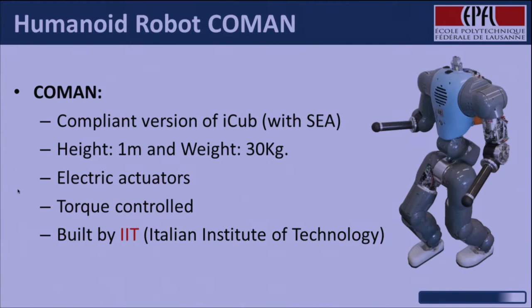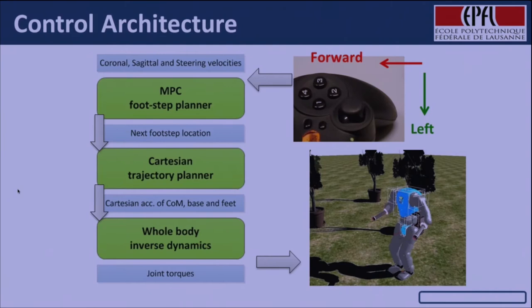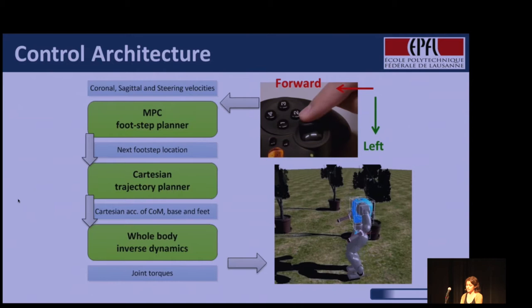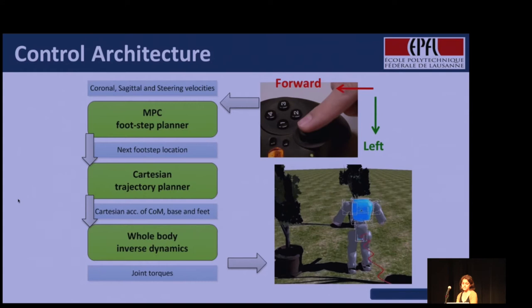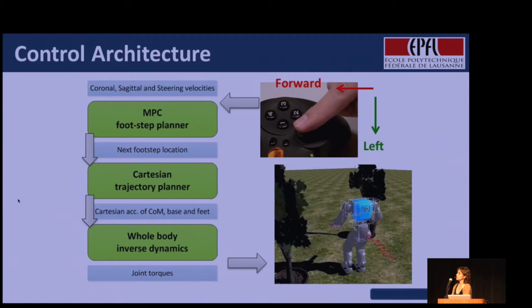For the control of walking for this robot, we proposed a control architecture with three layers. On top, we have a footstep planner that gets the desired velocity and returns the next footstep location. Then we have the Cartesian trajectory planner. And at the end, we have a whole body controller that finds the optimal joint torques to realize the motion.